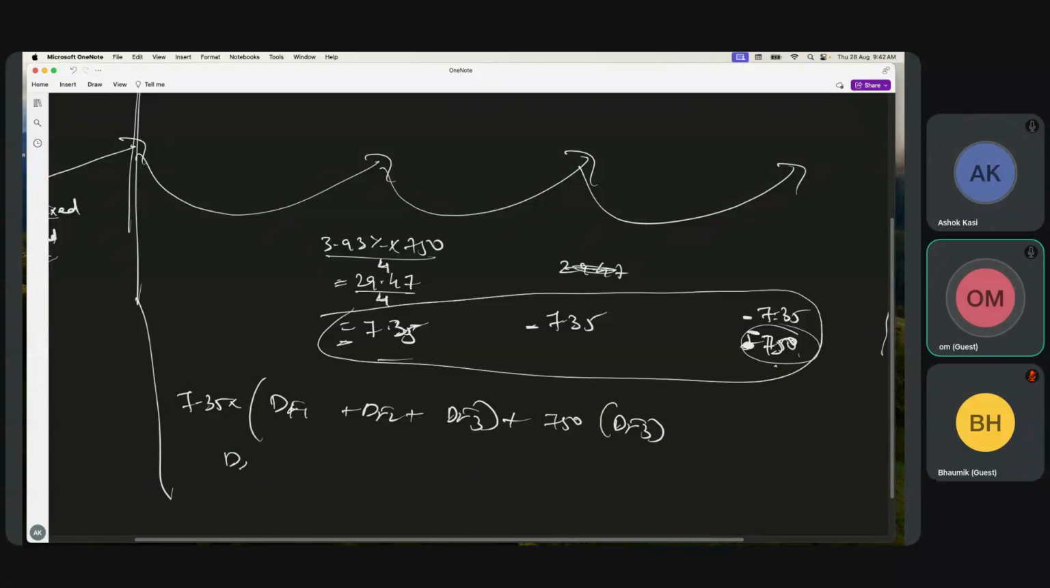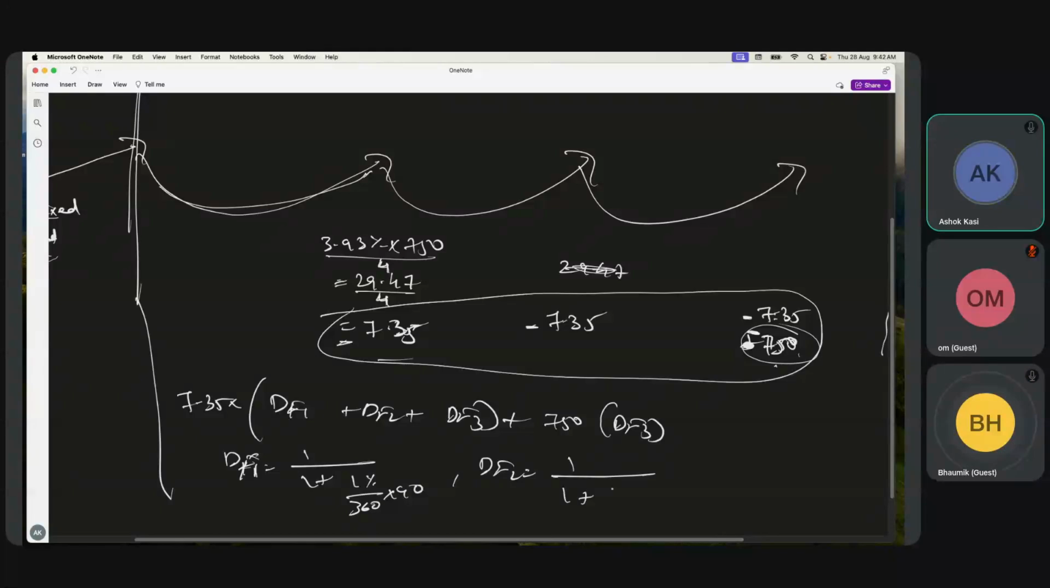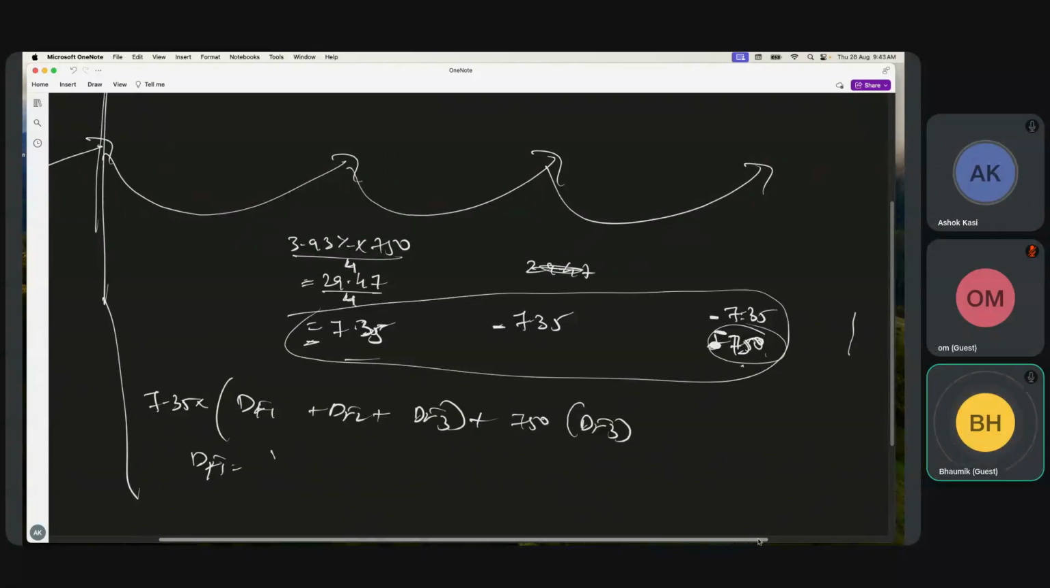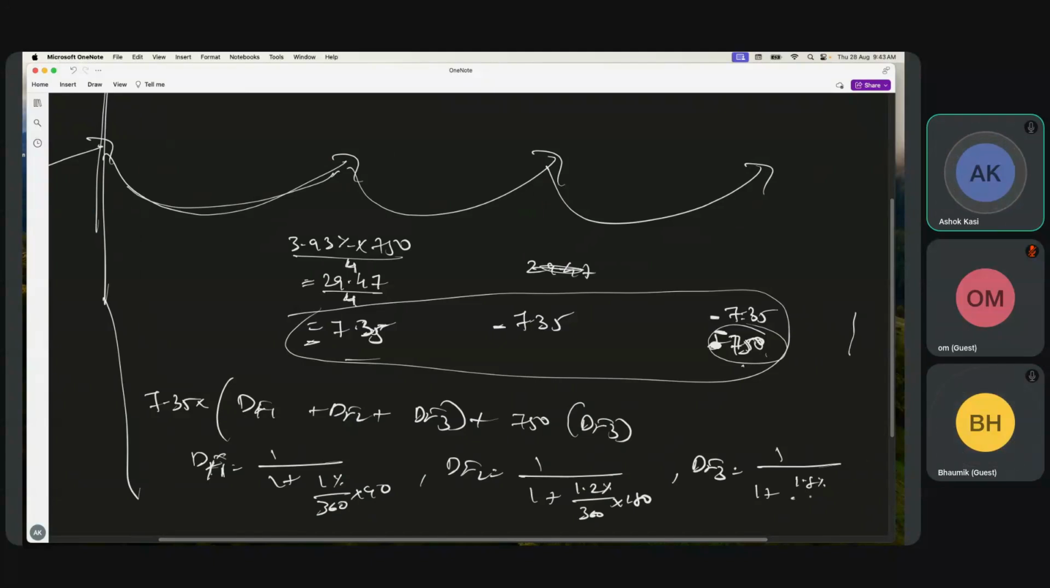Now discounting factor 1 is equal to Z1, so 1 plus, now what is the interest rate here? For 90 days, they mentioned it is 1%, right? So 1% is for 360 days into 90 days. This will be your discounting factor 1. Discounting factor 2 will be 1 divided by 1 plus 1.2% divided by 360 into 180. Discounting factor 3 is equal to 1 divided by 1 plus 1.8% divided by 360 into 270.